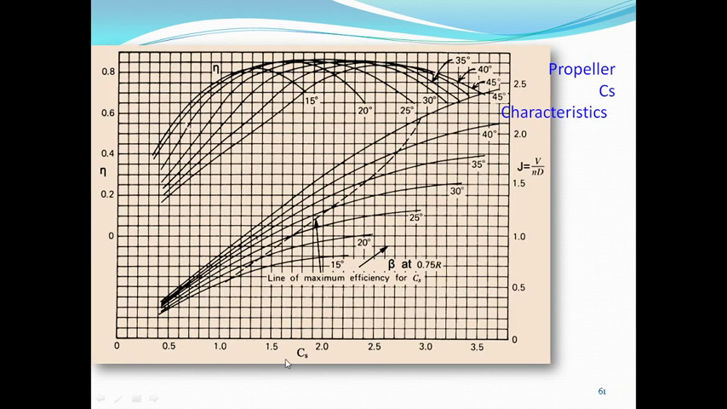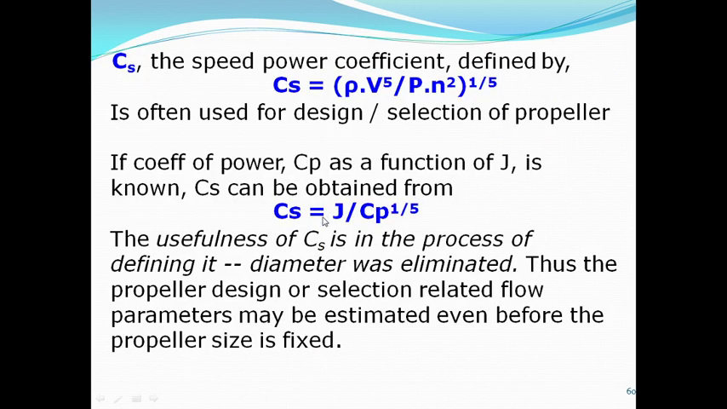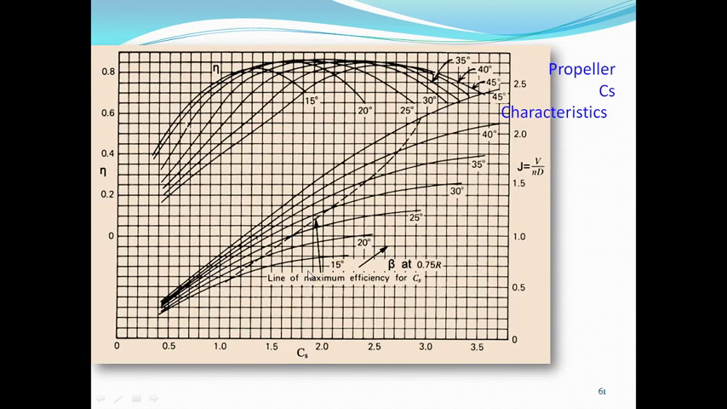This is another characteristic curve which relates CS versus efficiency. Even though it is a little hard to understand here, CS, as mentioned here, is also part of J, but we are bringing the CP into this as well. So these are the efficiency curves with the different blade ratios, blade angles, blade scale.